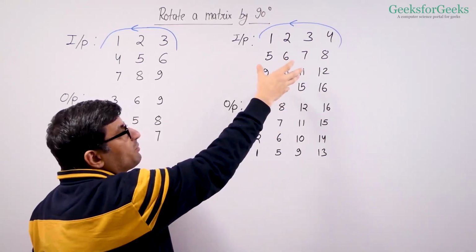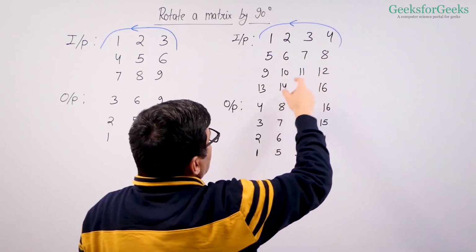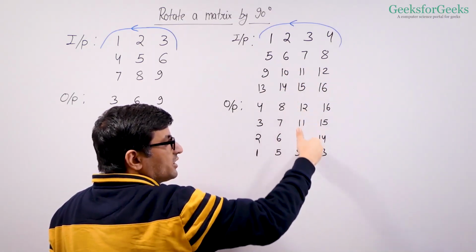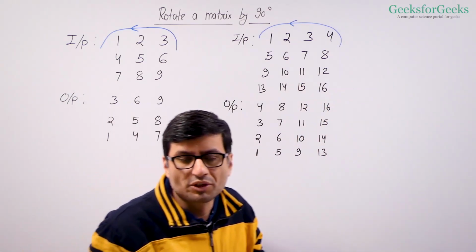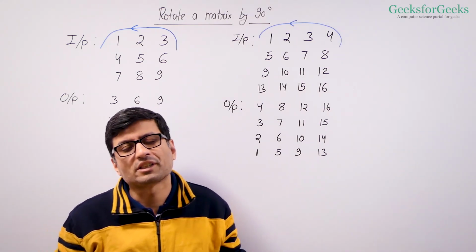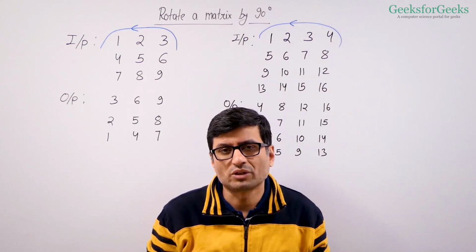Now if we see this example, we again rotate this matrix 90 degree counterclockwise. So we'll have 4, 3, 2, 1, then 8, 7, 6, 5, then this column, then this column. Now please pause this video and try to think of a program that takes a matrix as input and rotates this matrix 90 degree counterclockwise.